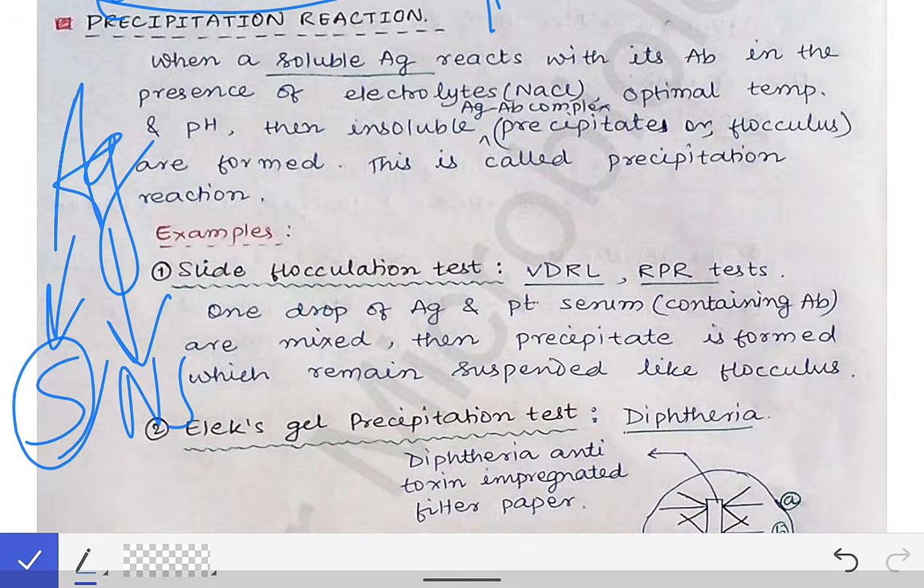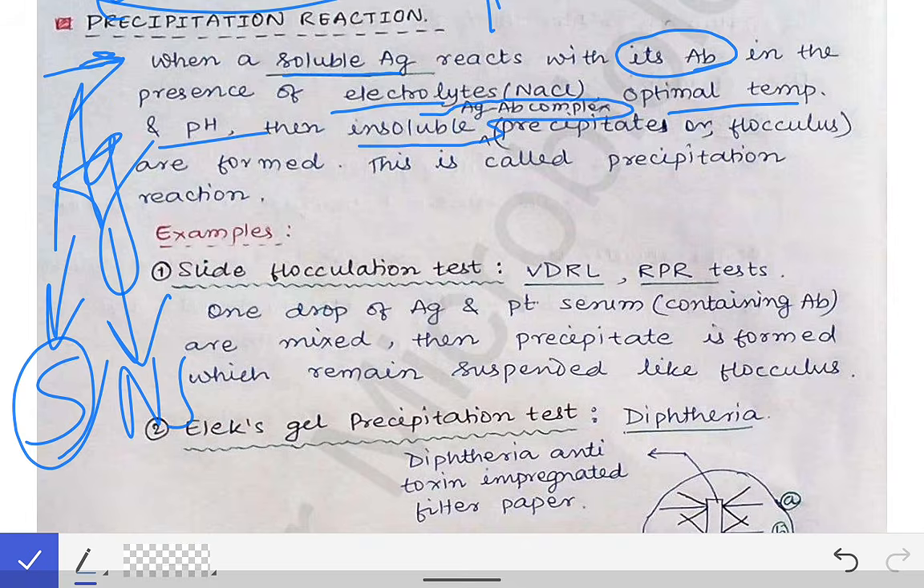See here, what I have written in the definition is that when a soluble antigen reacts with its antibody in the presence of electrolytes, optimal temperature and pH, then insoluble antigen antibody complexes are formed in the form of precipitates or flocculus, and this reaction is called the precipitation reaction. This is a very easy definition. You can very easily understand and remember this definition.